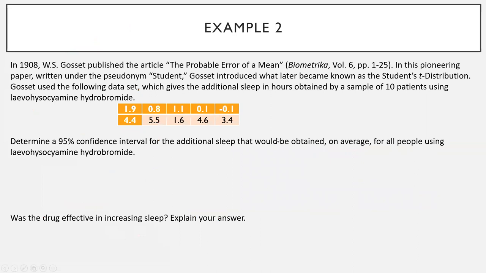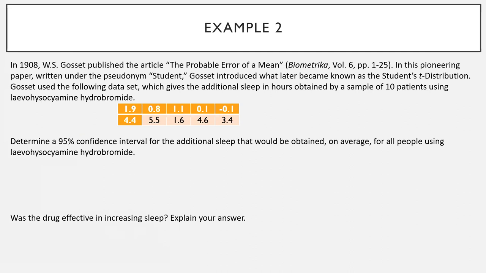Okay. So if you remember, I said this t-distribution was discovered by somebody named Gosset. And this is the actual paper that he wrote about it. We're going to construct a confidence interval that this gentleman actually did over 100 years ago. In 1908, W.S. Gosset published the article, The Probable Error of a Mean. In this pioneering paper, written under the pseudonym Student, Gosset introduced what later became known as Student's t-distribution.